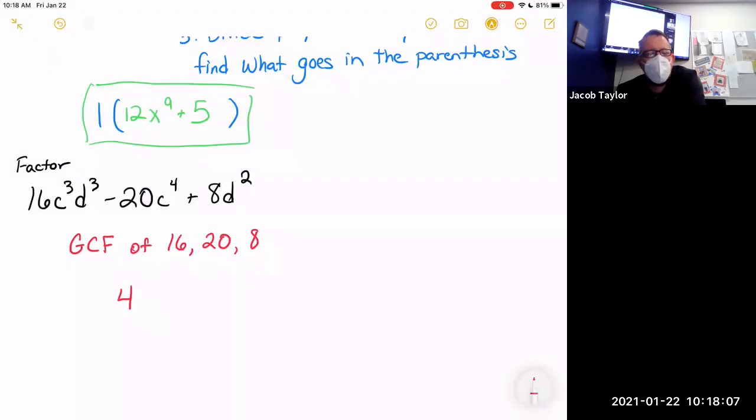C is the first variable we'll look at. Do all 3 of our terms have a C in them? No. So that won't be part of our greatest common factor, because it's not in common. Next, we'll look at D. 16 has a D, 18 has a D, 20 does not. So D is also not in common. So it turns out the greatest common factor here is just 4.